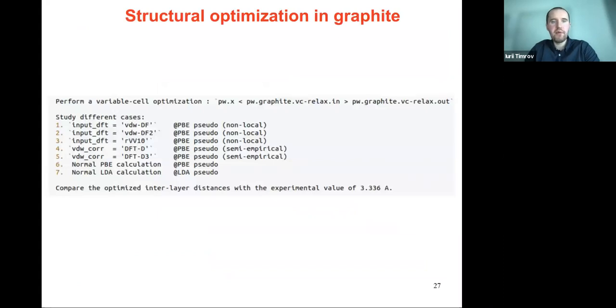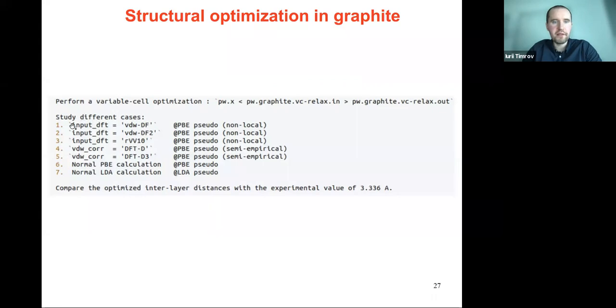In this example, unfortunately, we don't have time to do it now, but you can do it after the end of this hands-on session. What you can try to do is to perform these 7 calculations. In the first 5, you activate the van der Waals correction in different ways. The first 3 use the keyword input_DFT. This is our non-local flavor. And the 4th and the 5th use the keyword vdw_corr, DFT-D and DFT-D3. These are semi-empirical.